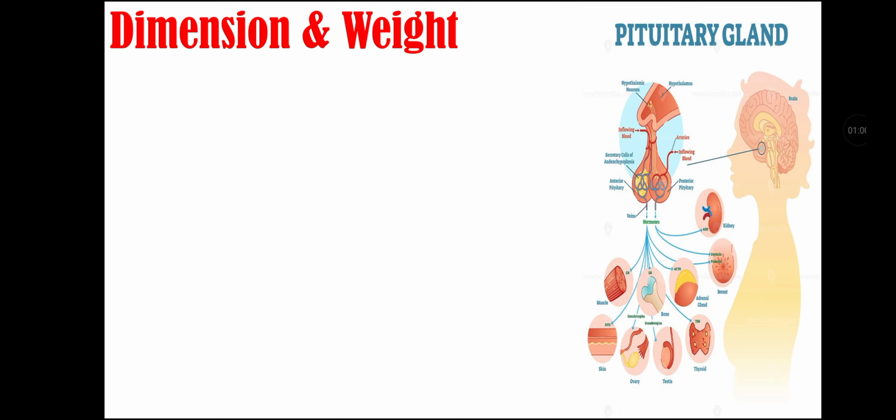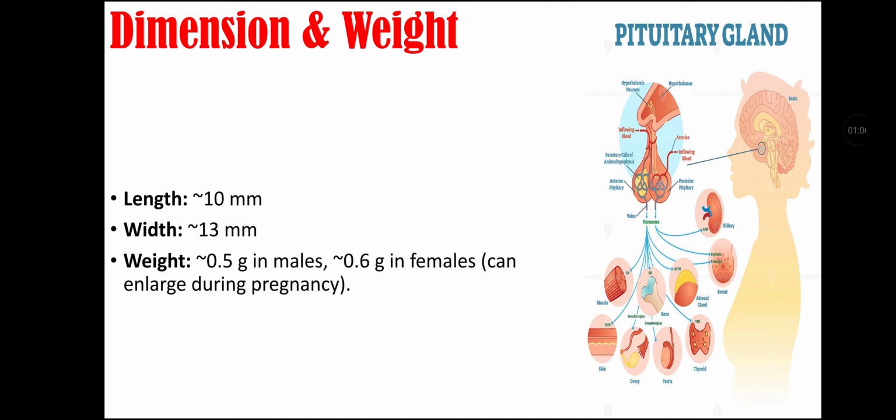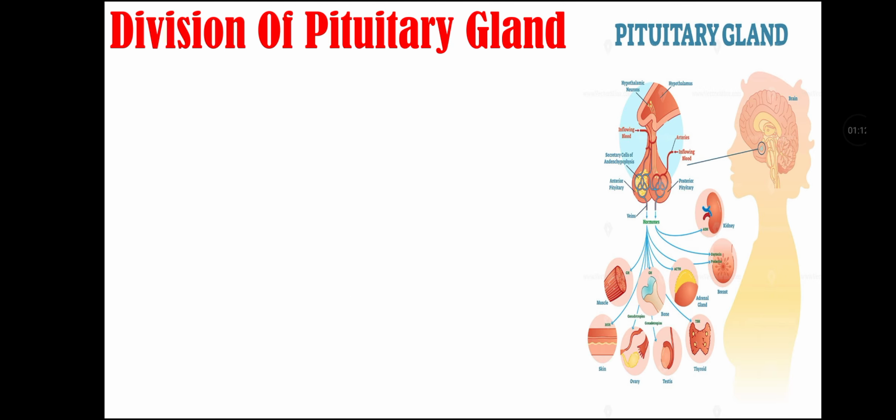Dimension and weight of pituitary gland. It is about 10 mm in length, 13 mm in width, and 0.5 gram in males and 0.6 gram in female, and it can enlarge during pregnancy.